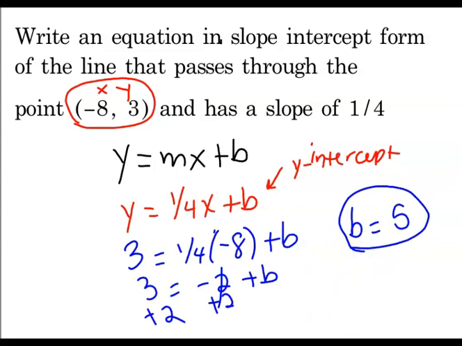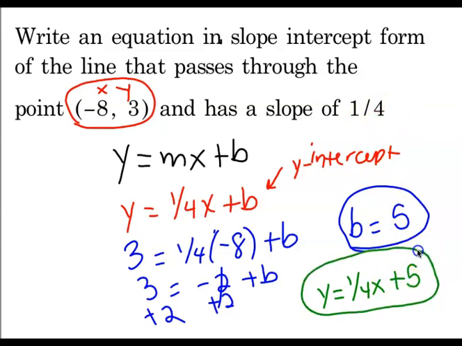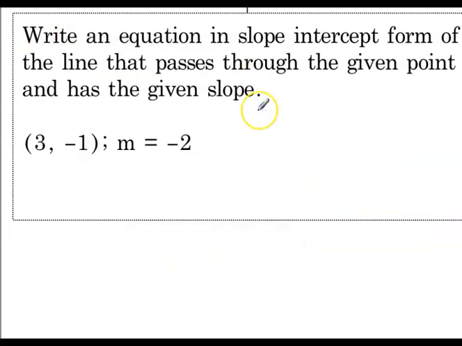Now I'm ready to write the equation in slope-intercept form. So I get y equals 1/4 x, because I know the slope is 1/4, and the y-intercept, or the b, is 5. Okay, so you take the point you're given and plug it in. So I'm going to show you that again.